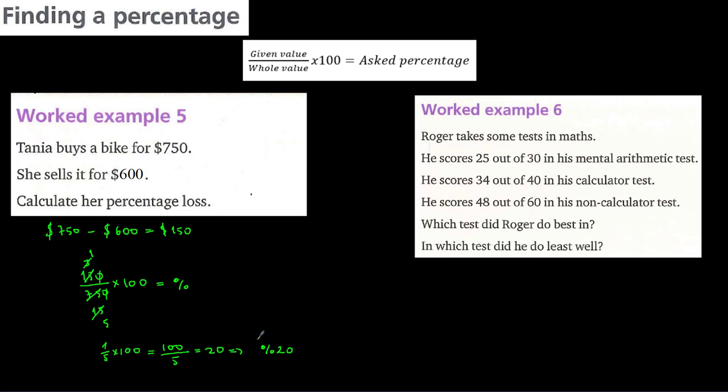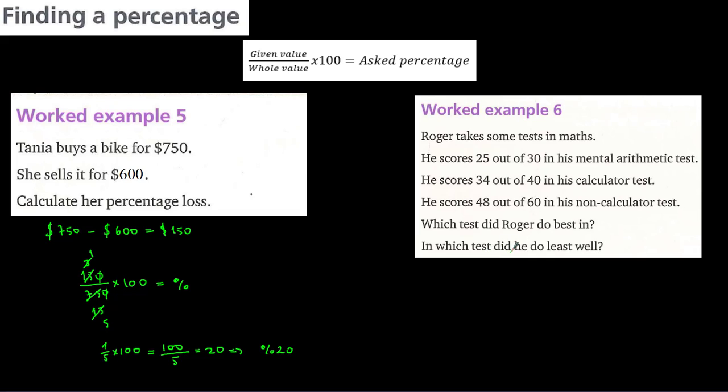So we found the percentage with given values. This is the second exercise, and we are going to solve many questions here, because for each score we are going to find the percent. Let me read the question from the beginning. Roger takes some tests in maths. He scores 25 out of 30. He scores 34 out of 40. He scores 48 out of 60. From different tests he got these points. Which test did Roger do best in?